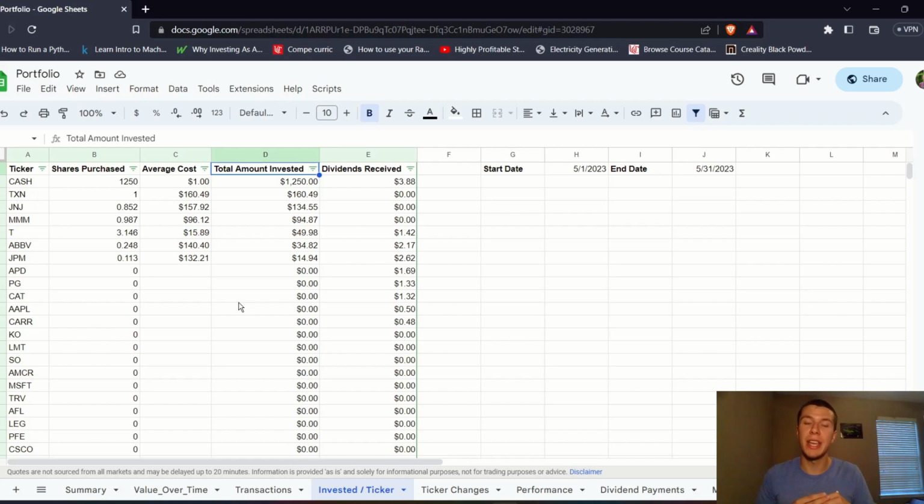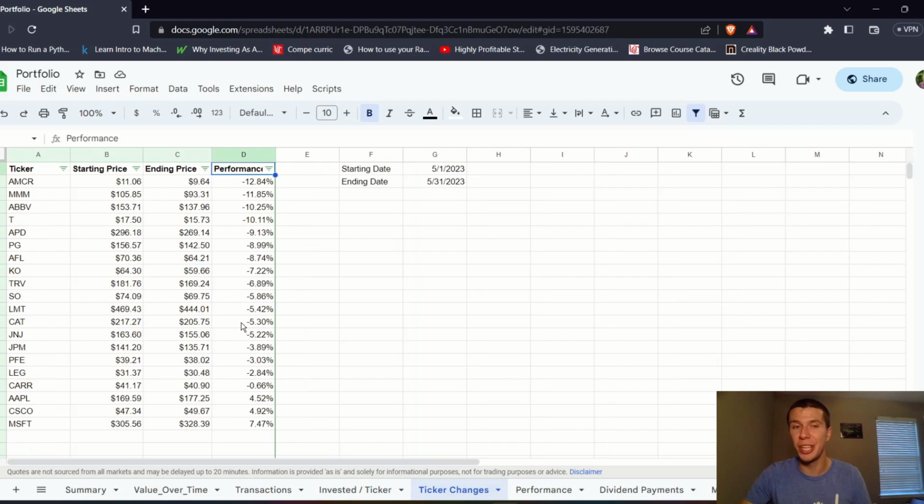So this just gives a bigger picture view. The next tab here is ticker changes, which basically tells us how each company performed over a certain time period. Right now, again, it's just for the month of May. We can see these companies were down 10, 12%, while some companies were up 5, 7% in the month.